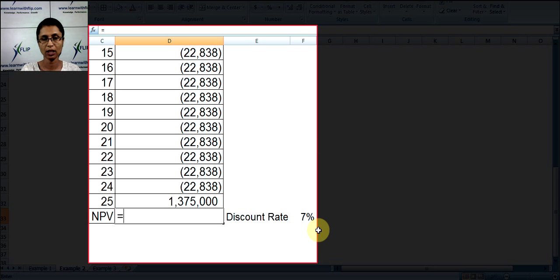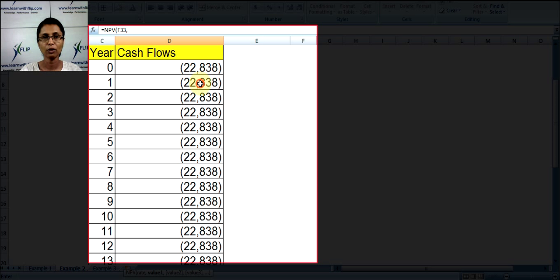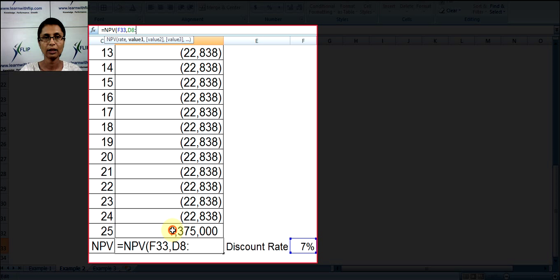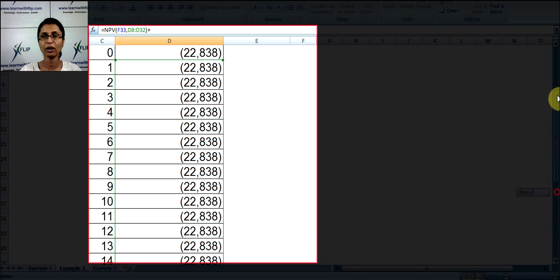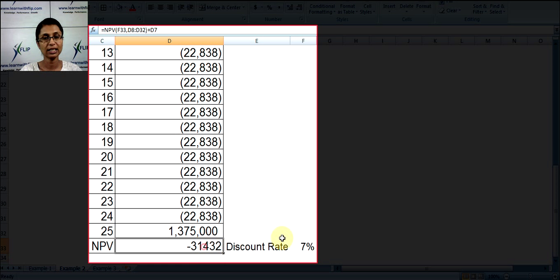So, how do we do that? Equal to NPV, and the rate is here. And the cash flows, remember, are the future cash flows. So it starts from this cell and it goes up to this cell. And don't forget, outside the NPV function, we are going to add the first cash flow, which is already at the present, right? Okay, and what is the NPV? It is negative. So what does that tell us? It tells us that this insurance investment is giving us a return less than 7%.